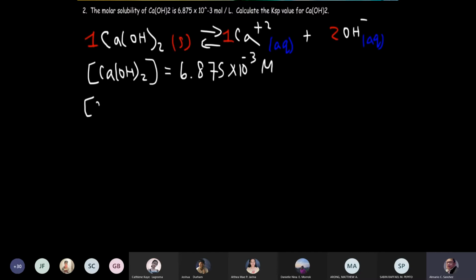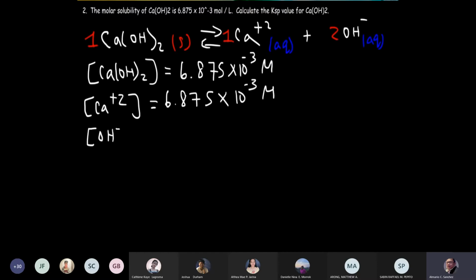Now the concentration of calcium, notice that these two are in a 1-to-1 ratio. So therefore they have the same concentration. Now the concentration of hydroxide is going to be twice the concentration of this value, or twice the molar solubility, because there's a 2 here.